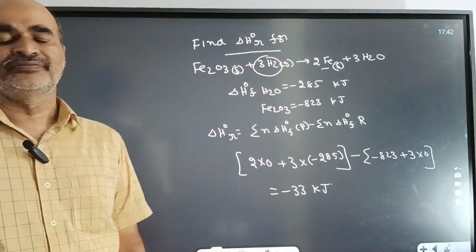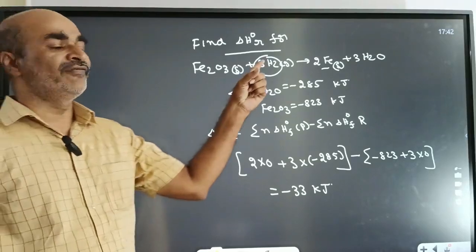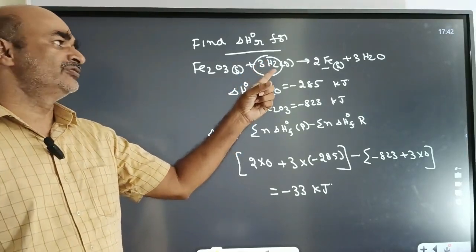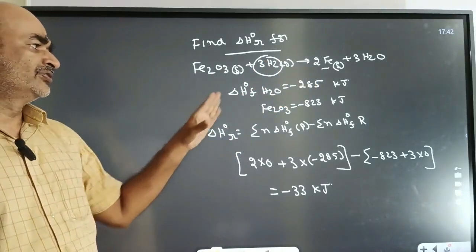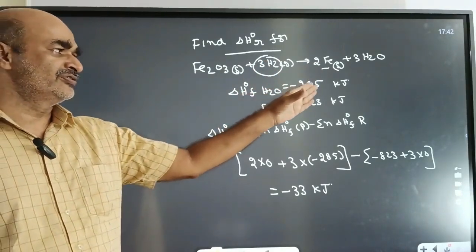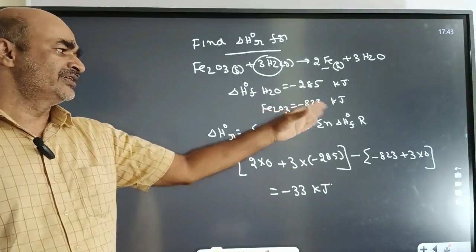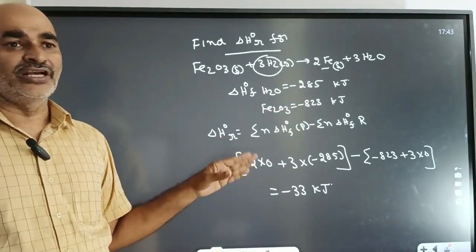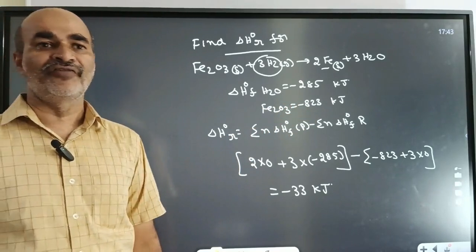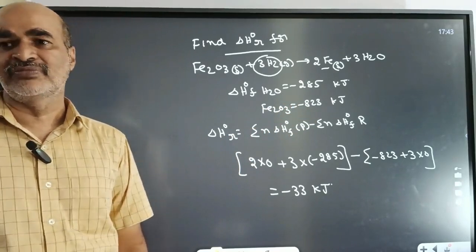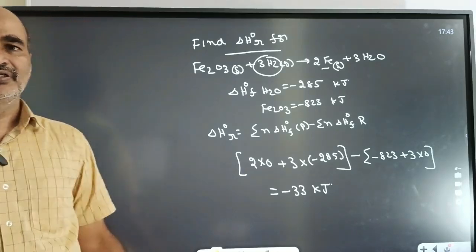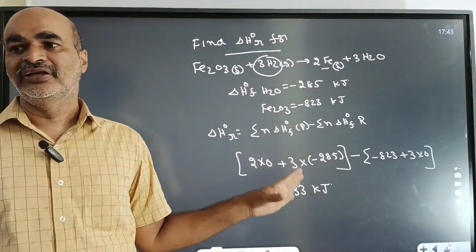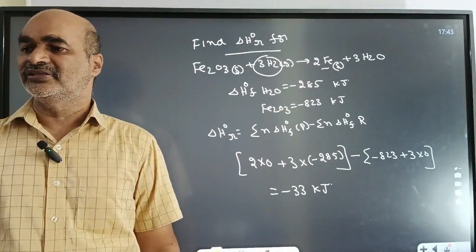And another point: the enthalpy of formation of an element is equal to 0. So the enthalpy of formation of H2 is 0, of H2O is minus 285, and of Fe2O3 is minus 823. The enthalpy of reaction is the sum of enthalpies of formation of products minus the sum of enthalpies of formation of reactants. Substitute here and you get the answer, minus 33 kilojoules.